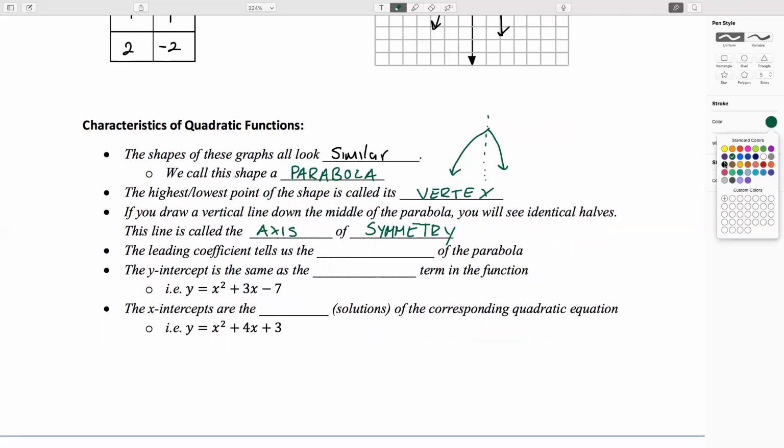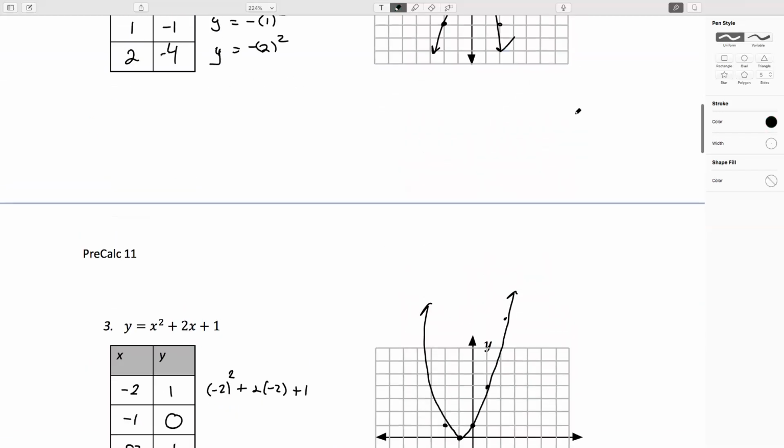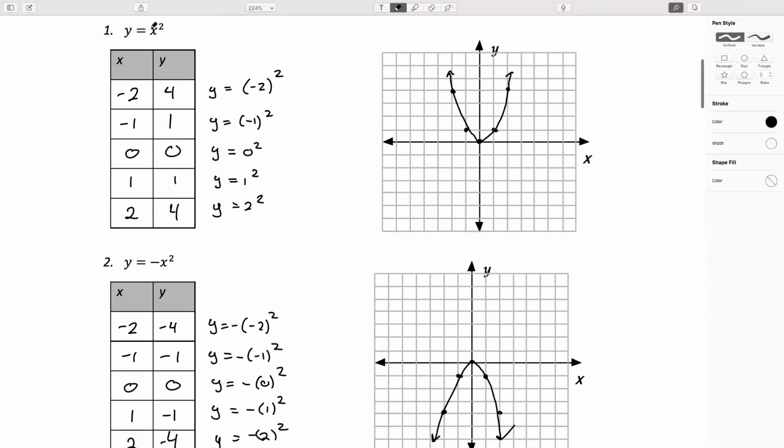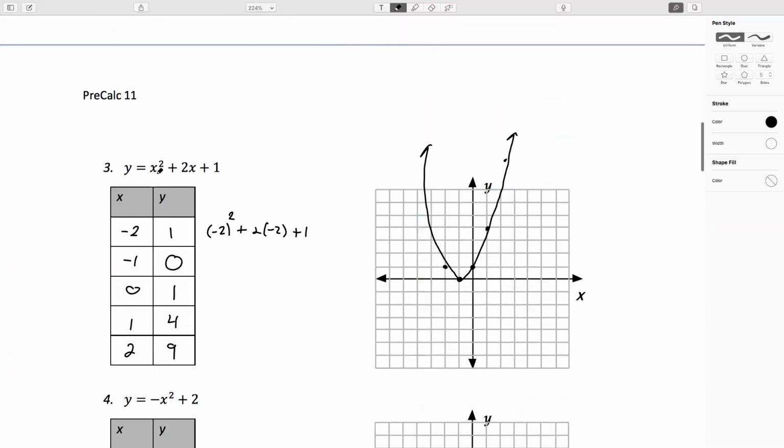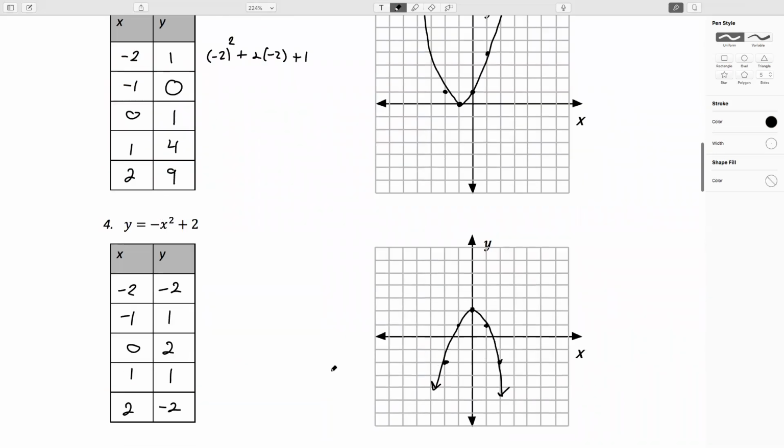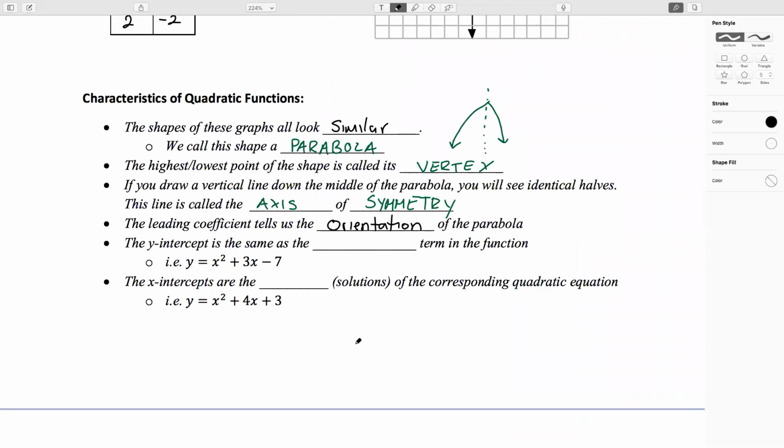The leading coefficient. Remember, that's the first number being multiplied by the highest power of x. This tells us information about what's called the orientation of the graph, and that's whether it's upright or upside down. If you go through these graphs we just did, x squared has a positive leading coefficient, it opens up. Negative x squared has a negative leading coefficient, it opens down. So this tells us whether the function opens up or opens down.